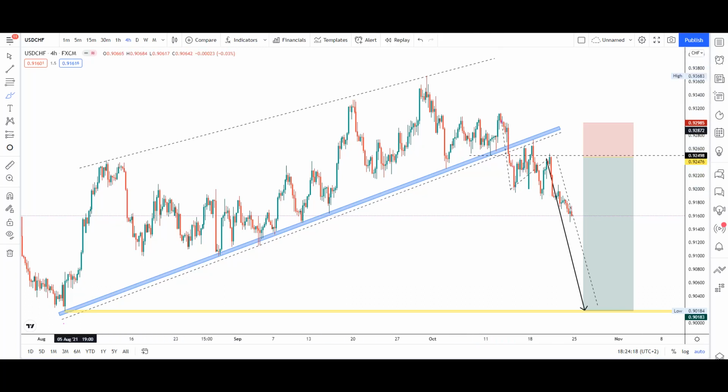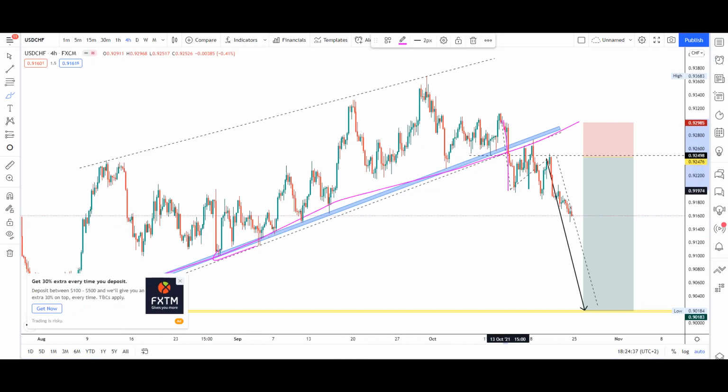So as you can see here, we had a beautiful uptrend, right? We had a beautiful uptrend. The market was respecting this trend line all the time. The market was respecting this trend line, but when it comes here, as you can see, the market came and it broke this trend line, right?